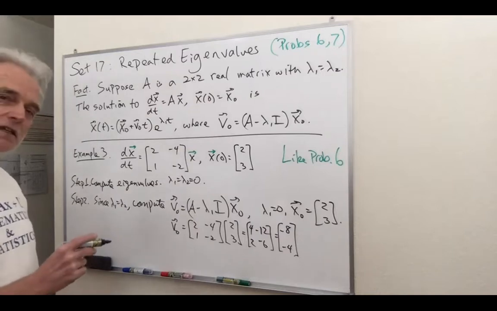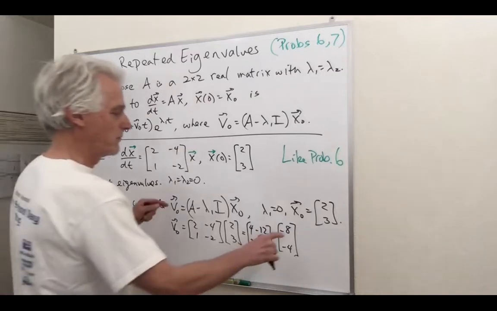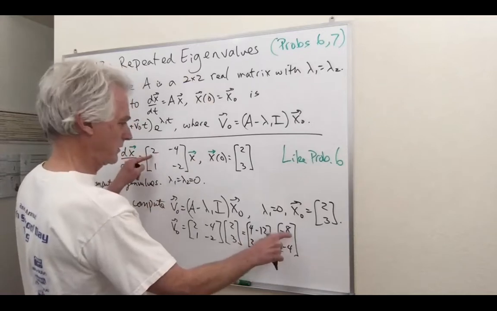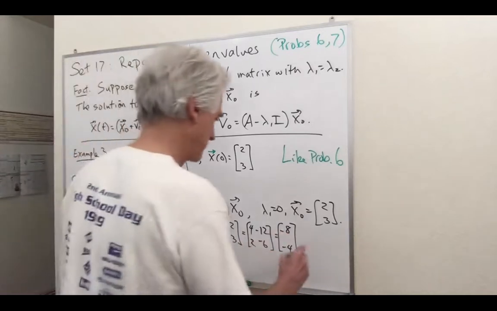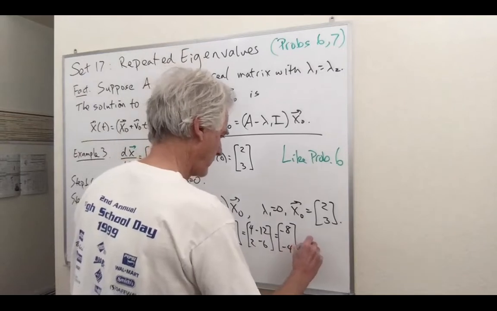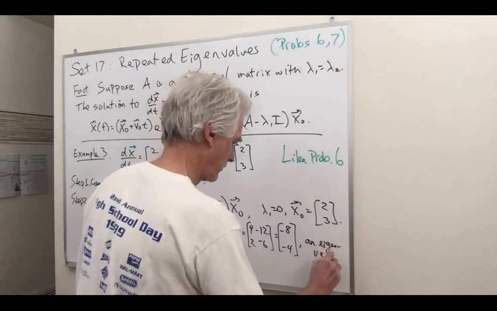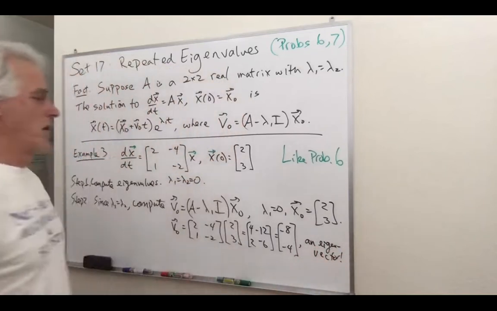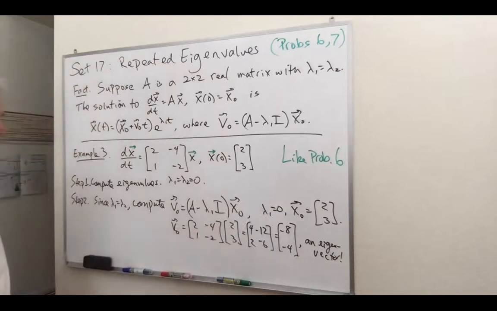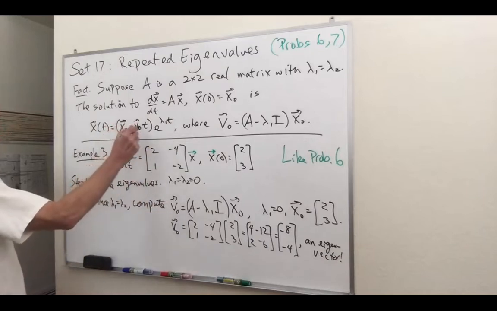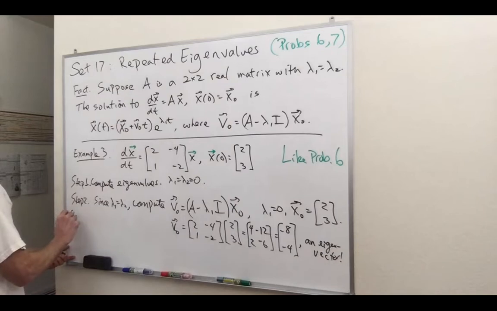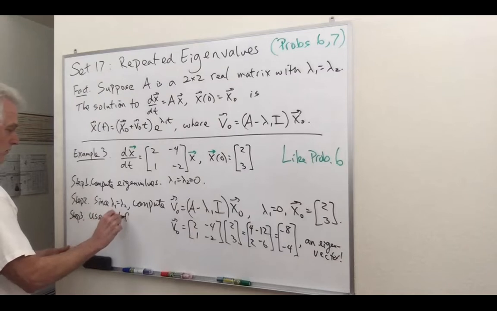By the way, just note that minus 8, minus 4 is an eigenvector. 2, 3 isn't an eigenvector, but minus 8 and minus 4 is. So we've computed, and now we have everything we need. Use that formula.